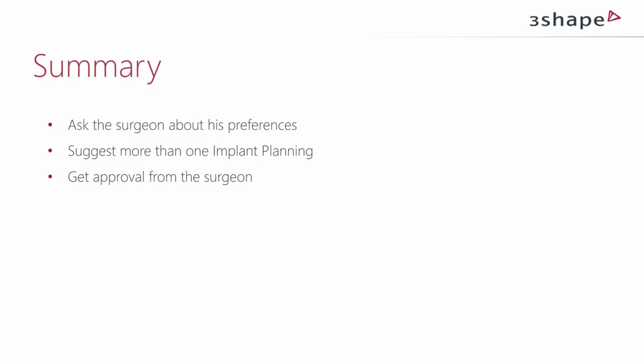Again, try to make a copy of your recent planning and suggest another plan, so you can show two different versions of the same case, and the surgeon can choose which one he prefers. And finally, but very important, remember that the responsibility for the placement of the implants is the surgeon's, so get the approval from the surgeon before you print the surgical guides, so you don't do any work in vain.